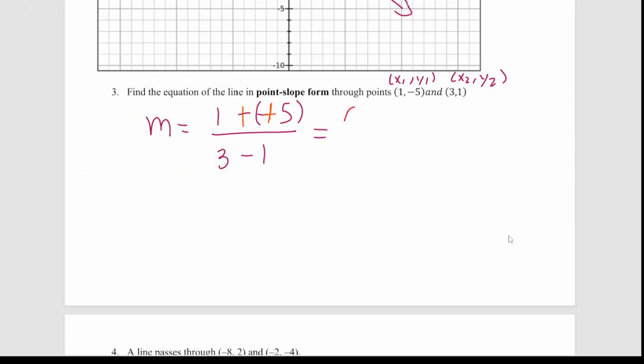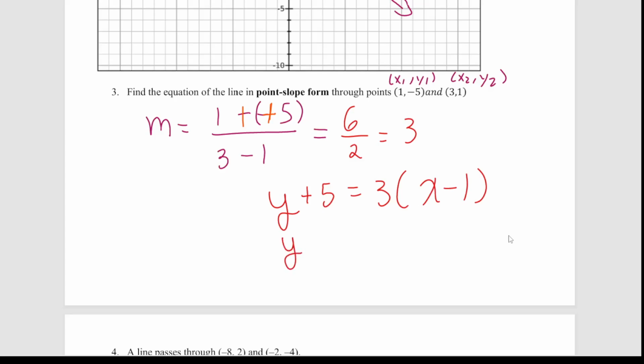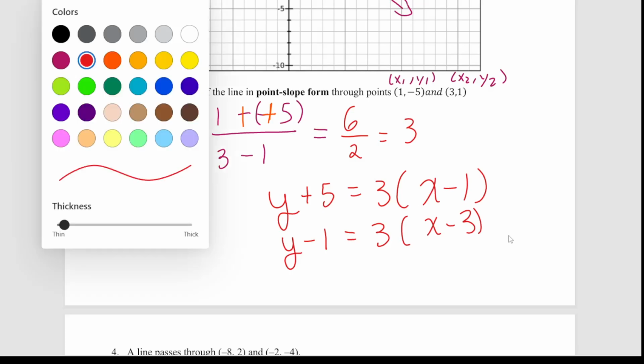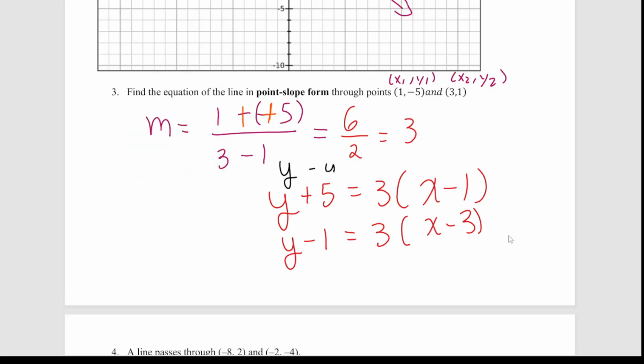So that's going to get me 6 over 3 minus 1, which is 2. 6 divided by 2 simplifies to 3. So I'll have y minus a negative 5, which becomes plus 5, is equal to 3 parentheses x minus 1. If I were to plug in x1, y1, or equivalently, I could write y minus 1 is equal to 3 parentheses x minus 3, if I plugged in x2, y2 instead. Either of those are fine. In either of those, I plugged into the form y minus y1 is equal to my slope times x minus x1.